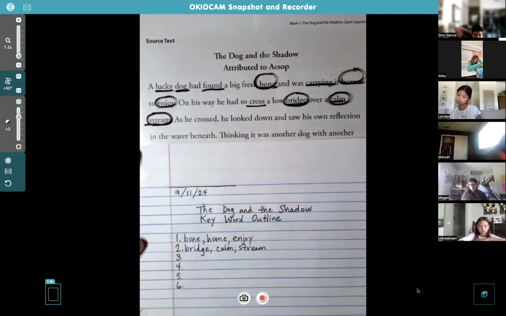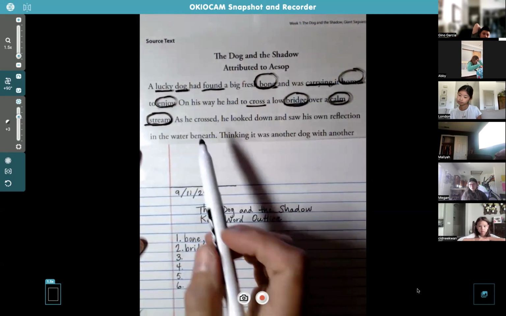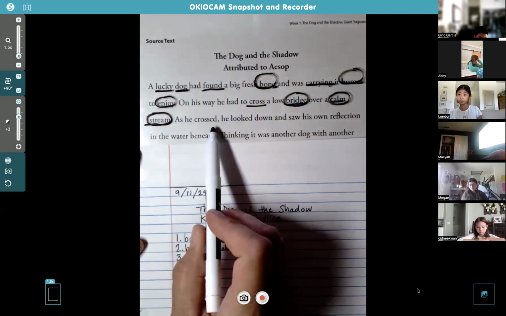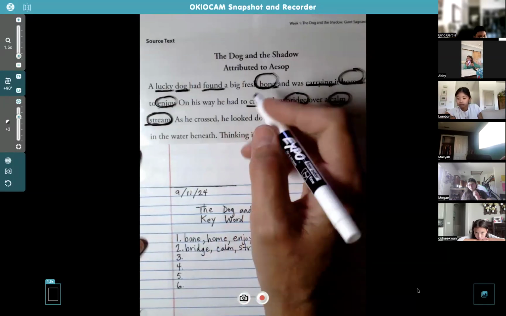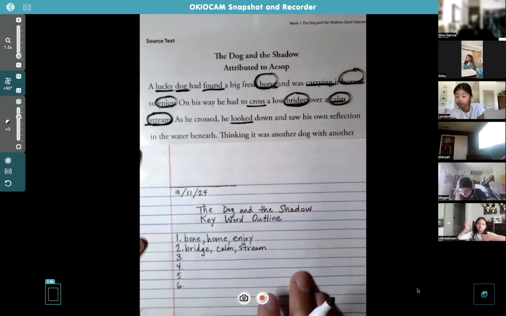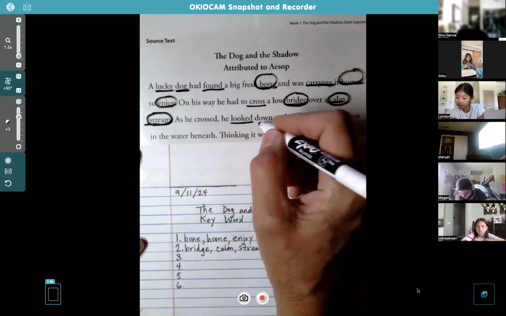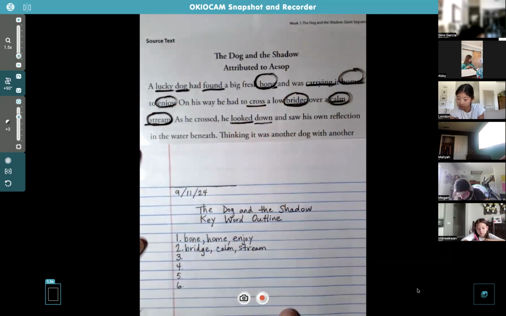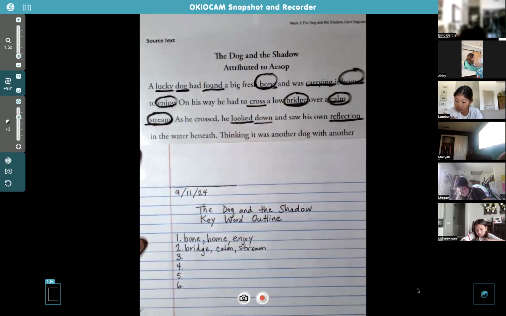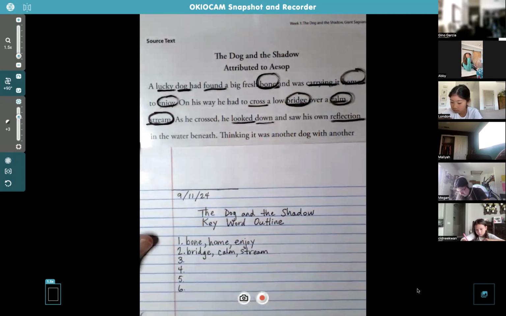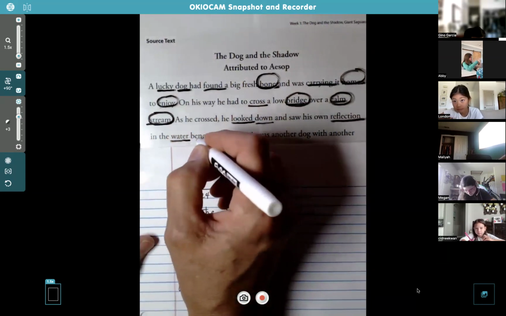There's a lot of keywords in here again. We already know he crossed, so I'm not going to choose that one. He looked down. We can underline looked. That's a keyword. I think down is a keyword too. He looked down, right? So let's underline that one. We already know he's looking, so I'm not going to pick saw. But I like this word reflection. I'm going to underline the reflection. That's when he sees himself in the water beneath.